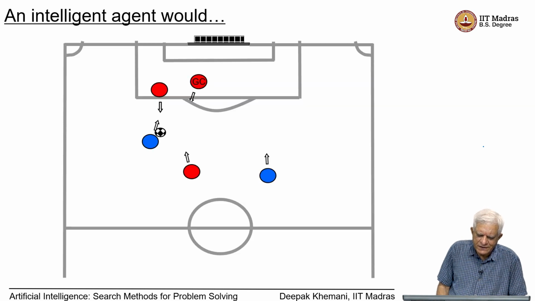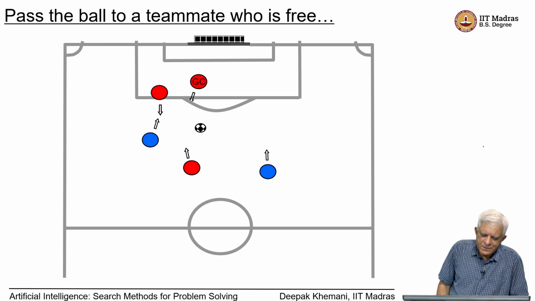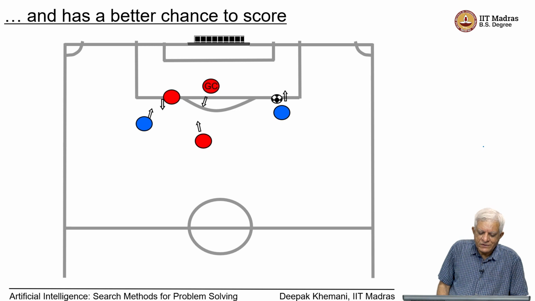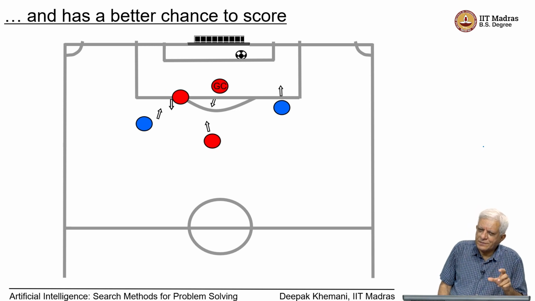So, on the football field, an intelligent agent would pass the ball to a teammate who is free and who has a much better chance to score the goal. So, this is a kind of decision that this player has made, and of course, it is a decision in a multi agent scenario, and clearly an intelligent footballer would do something like that. In fact, they are trained to do something like that, set pieces as coaches tend to call them.